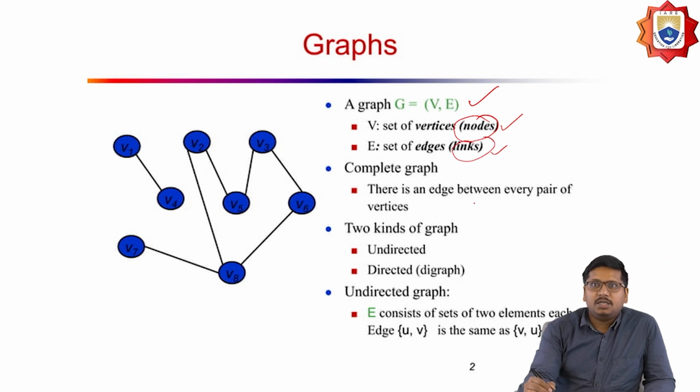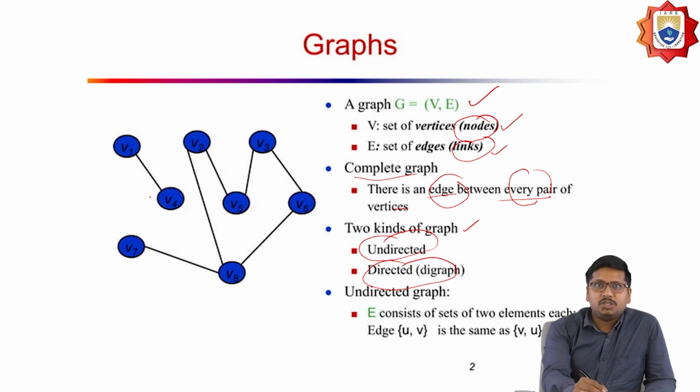And here there are different types of graphs. A complete graph means that there should be an edge between every pair of vertices. So if there is an edge for every pair of vertices, then it should be called a complete graph. There are two kinds of graphs: directed graph and undirected graph. Normally I'm going to say this should be the example of a directed graph.